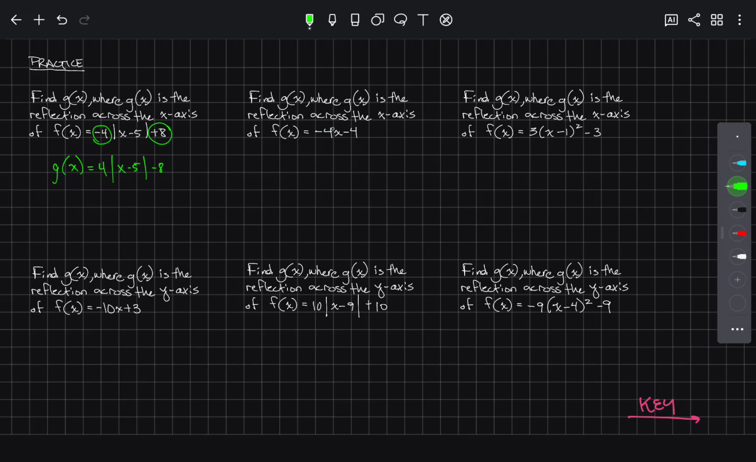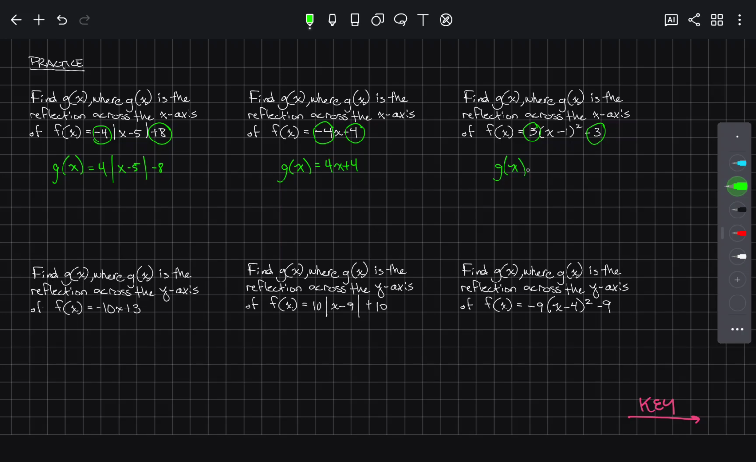Across the x-axis, we know that's going to be the opposite of what's being multiplied. We know it's going to be the opposite of the vertical shift. So g of x is going to be 4x plus 4. And you can plot these and check them. You'll see that they are reflections over each other, and once you do this enough times, you'll start to see the pattern. X-axis is going to be opposite of what's being multiplied by and the opposite of the vertical shift.